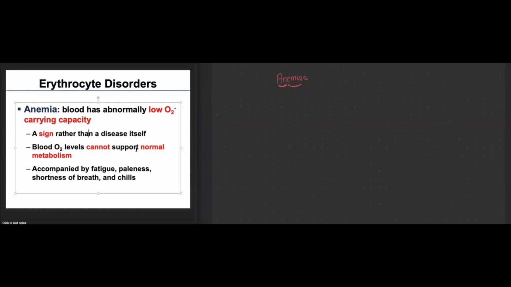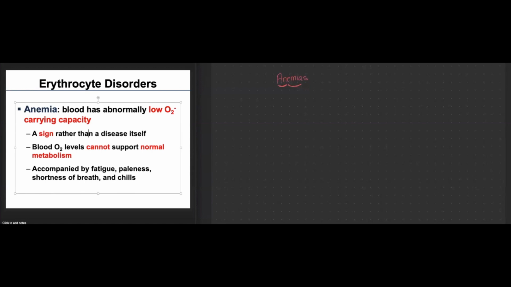Shortness of breath, I'm not able to deliver the oxygen because of low red blood cell count. So what I will be trying to do, I will be trying to breathe faster and deeper, which will give me shortness of breath. I'm trying to capture all the oxygen available, thinking that this will resolve the problem if I have diminished oxygen carrying capacity of the red blood cells.